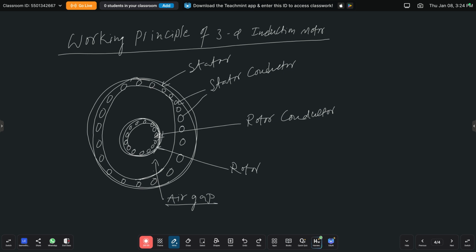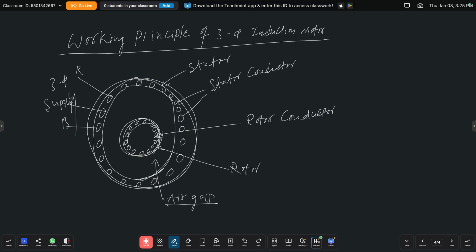This is the rotor. Between these two, some gap is there. That is the air gap. If you give the three-phase supply to the stator winding, the R phase, Y phase, B phase, then as per the principle of the rotating magnetic field concept that you have already seen, a rotating magnetic field will be produced and will rotate in the air gap.